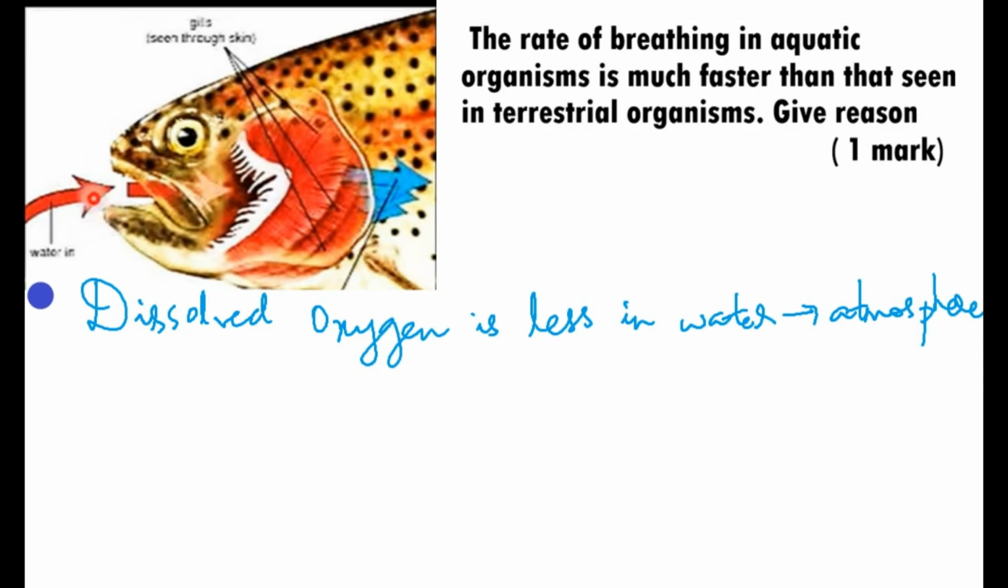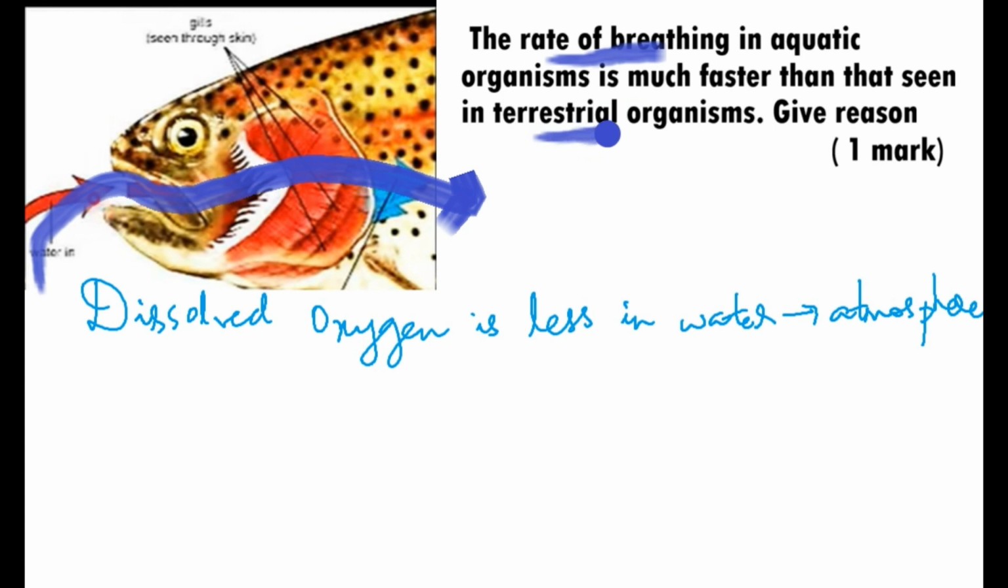For fishes to get the oxygen, they have to actually take the water through the mouth. So they have to open their mouth, then only water will get inside and they will go past the gills. These are the gills. So that is when oxygen is taken up by the gills. That is why the rate of breathing is high in aquatic organisms than the terrestrial organisms.